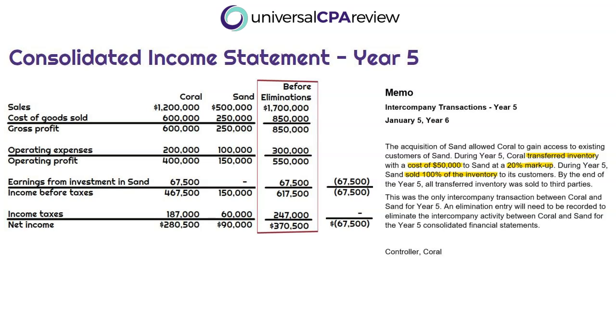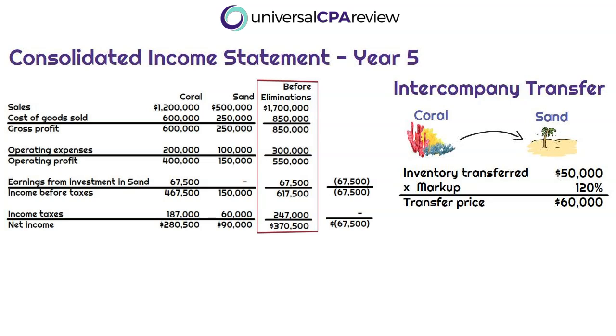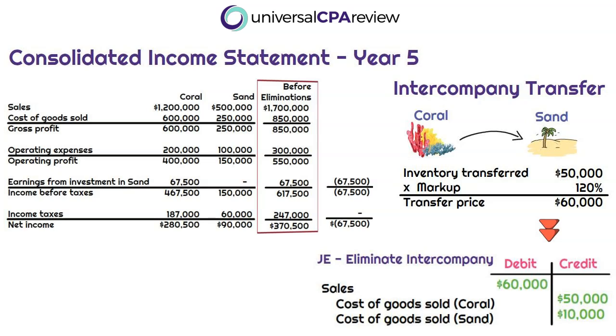Now let's focus on the intercompany activity, because remember, there was some intercompany activity between Coral and Sand. They had transferred $50,000 of inventory at a 20% markup to Sand, so we can see how we get to that transfer price of $60,000. That means sales and cost of goods sold in the statement would be overstated. So how can we eliminate that intercompany activity? We can reduce sales by debiting sales for $60,000, and then we would credit cost of goods sold to remove the $60,000 that would have been recorded by Sand and Coral when that inventory was transferred.